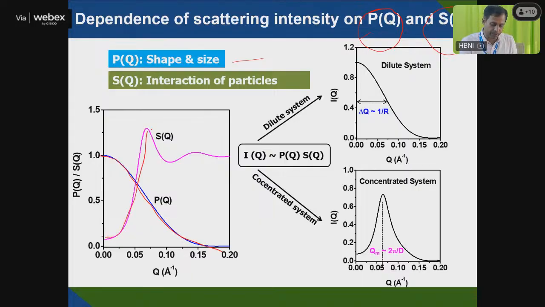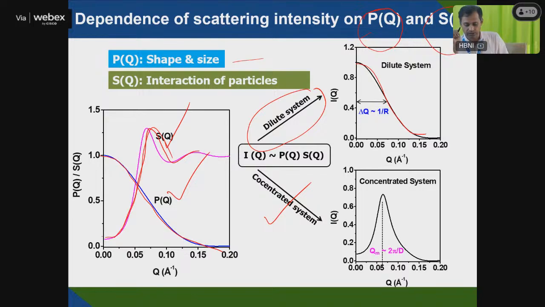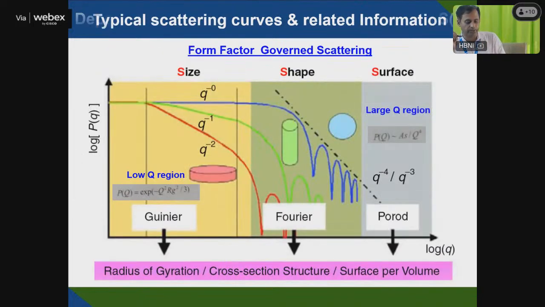In SQ you will get a peak and then a wavy structure. So this is nothing but your interparticle interaction. In a dilute system, mainly PQ will dominate, that is, the intraparticle interaction will dominate. So here you will get this exponential decay curve. But in the concentrated case, the SQ factor will dominate, and the SQ effect will come into the picture.